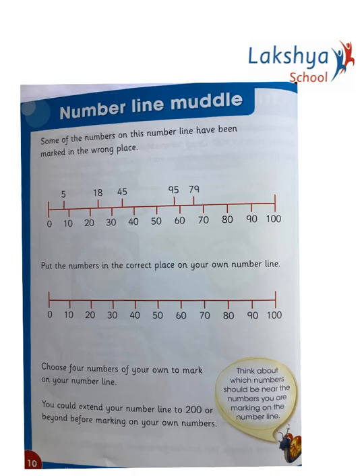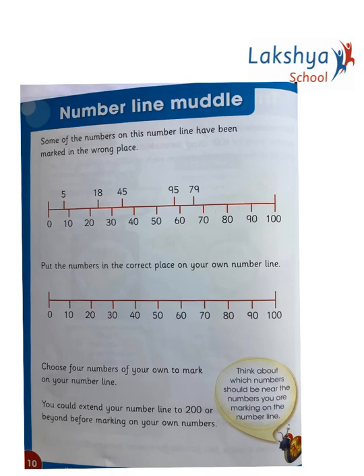45 has been wrongly placed because it is a midpoint between 40 and 50. The number 95 has been placed between 50 and 60, which is wrong. It is a midpoint between 90 and 100. The number 79 has been placed between 60 and 70, which is wrong. It should come before 80.